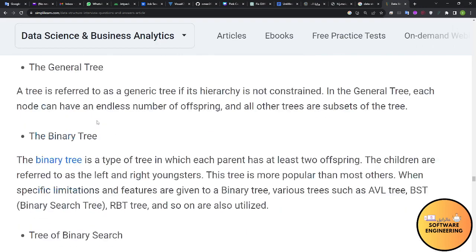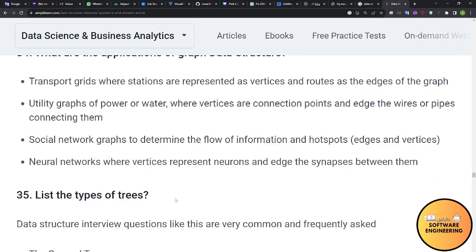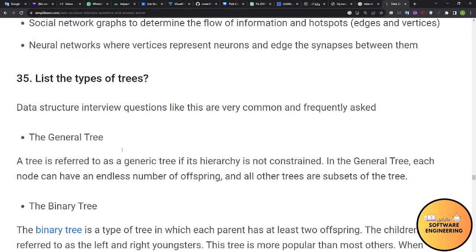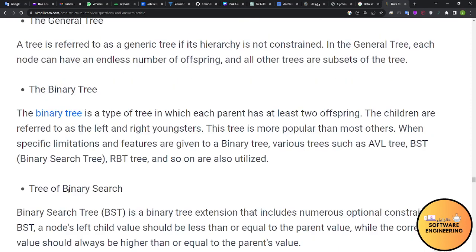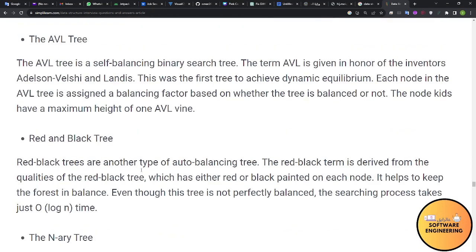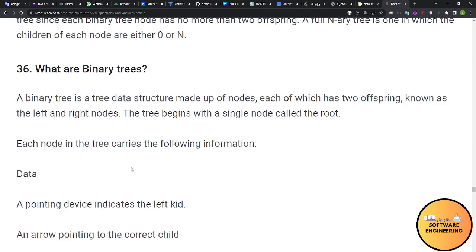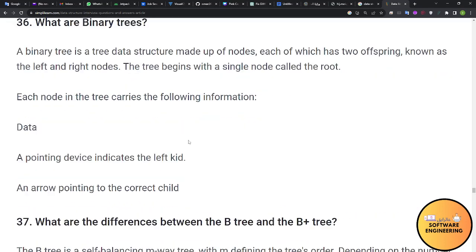هو بشكل عام هيسألك عن أنواع التريز اللي ممكن يدخل معاك فيه باستفاضة في الأسئلة. الباينري سيرش تري عشان دي أكتر واحدة كومن وأكتر واحدة مستخدمة. هنكمل على بقية الأسئلة في الفيديو اللي جاي.